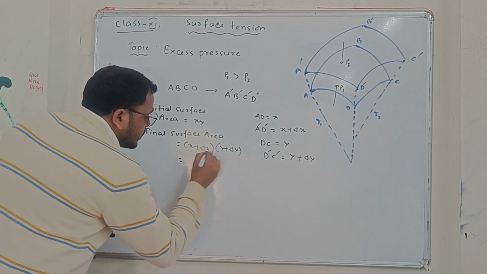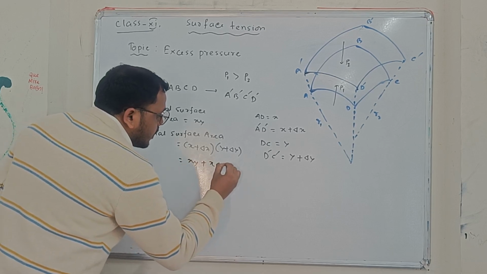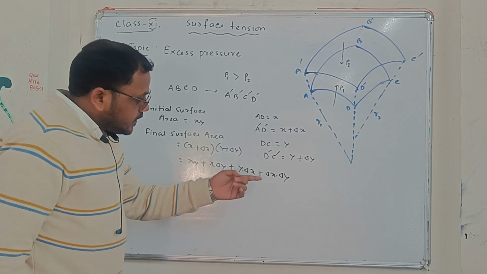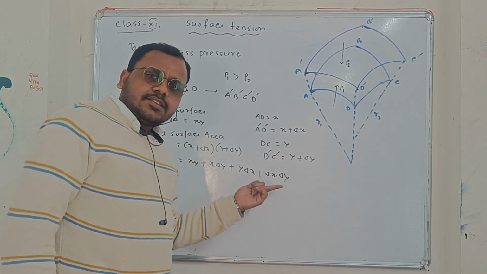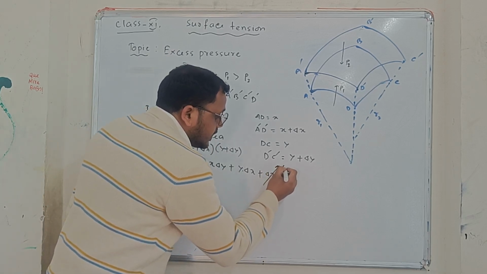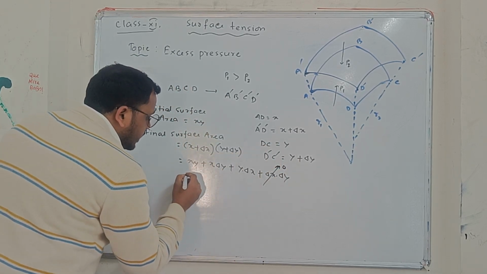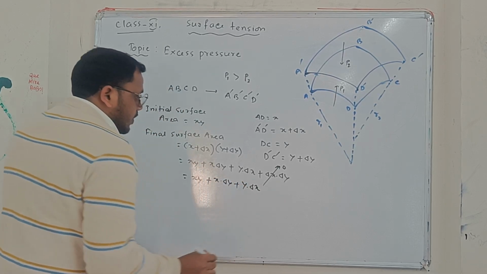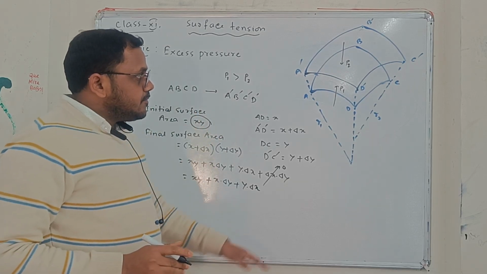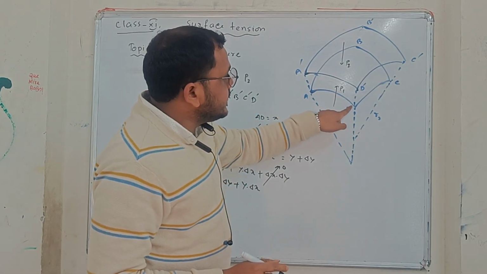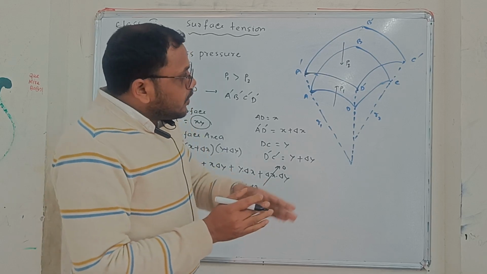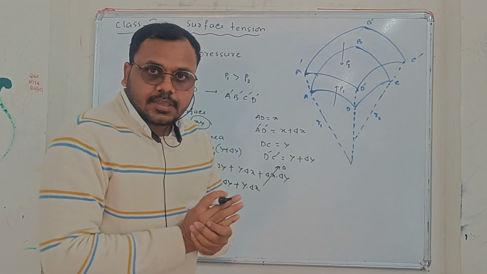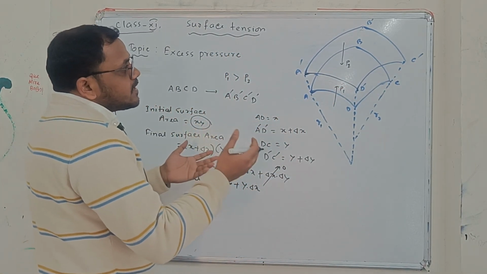Here this is xy plus x into del y plus y into del x, and del x into del y. Now del x and del y are both very small, so we neglect that term. Finally we get xy plus x del y plus y del x. This is the initial surface area, the surface area of the plane ABCD, and after excess pressure acts on it the surface becomes A dash, B dash, C dash and D dash. Clear?